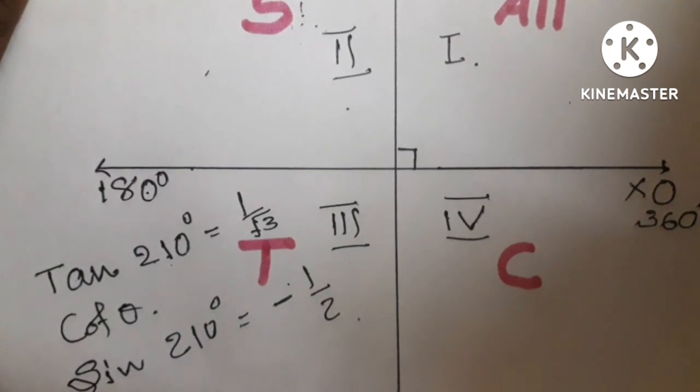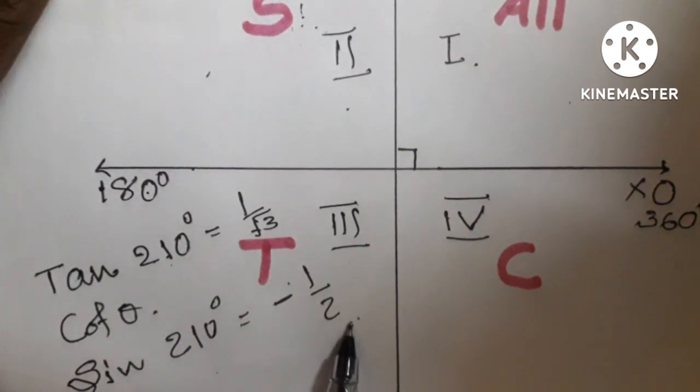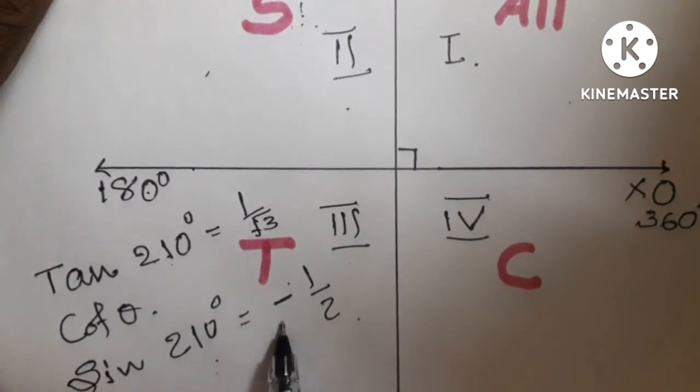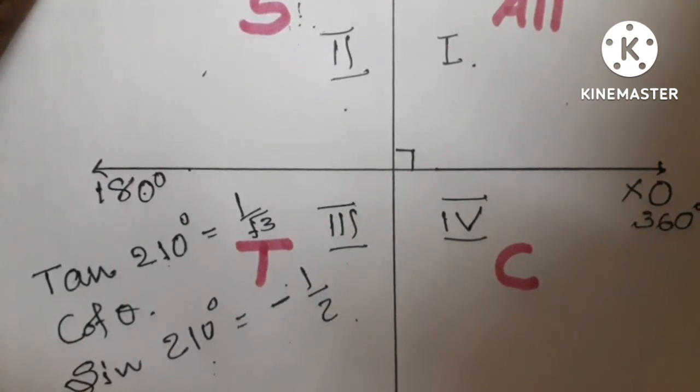Remaining all values are negative in the third quadrant. For example, sine of 210. So sine of 210 is equal to minus half. 210 means 180 plus 30 degrees, so it lies in the third quadrant. In the third quadrant, only tan theta and cot theta are positive. Remaining values are negative. So sine of 210 is negative, so this is minus half.